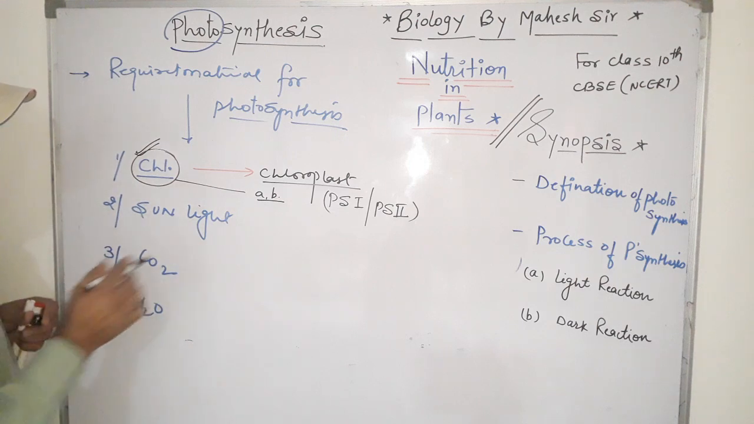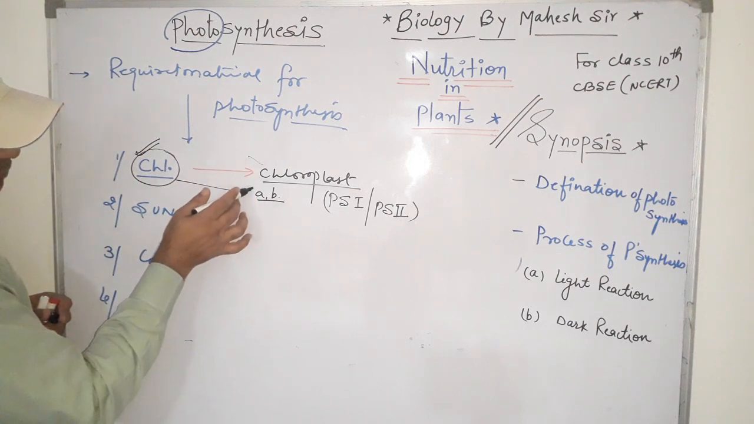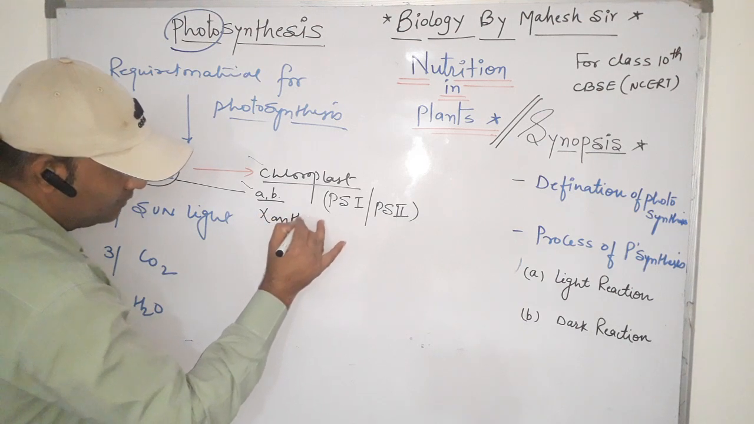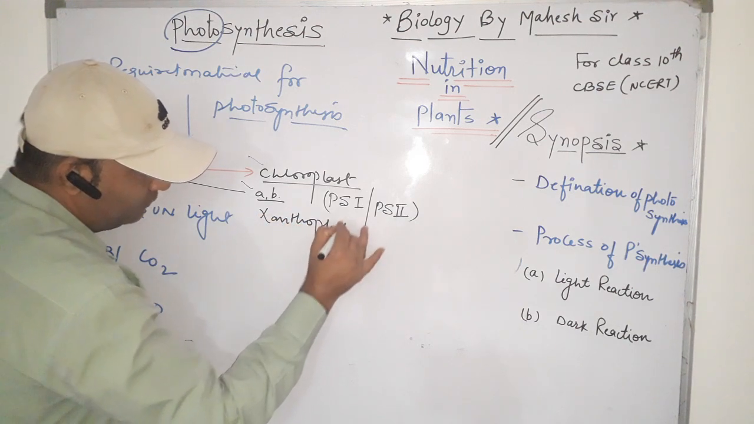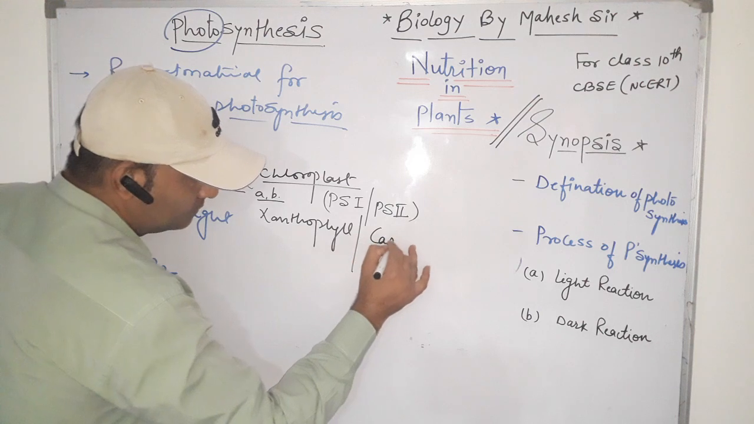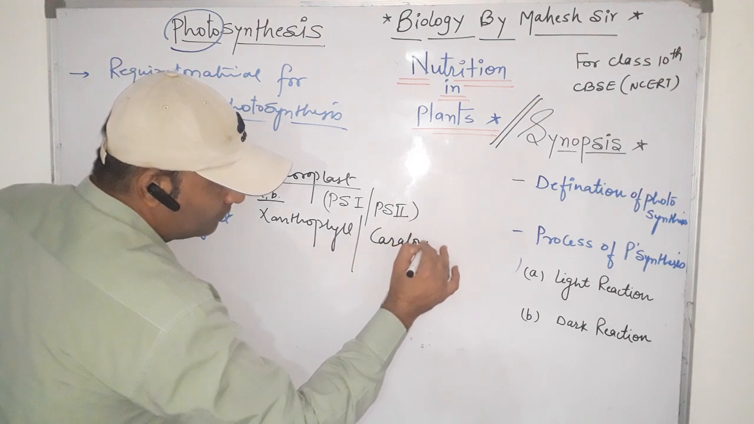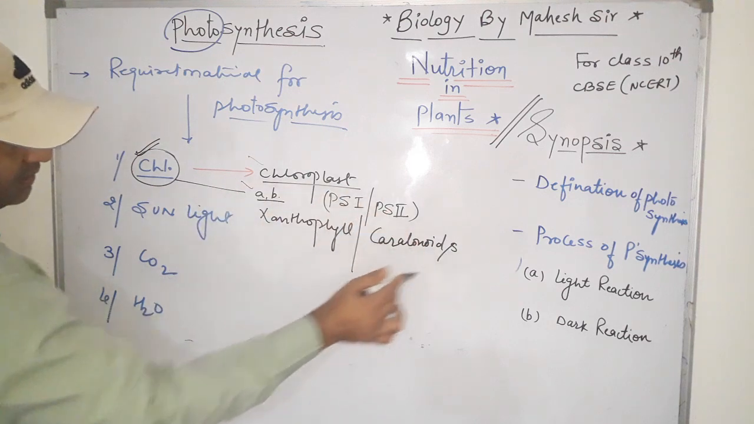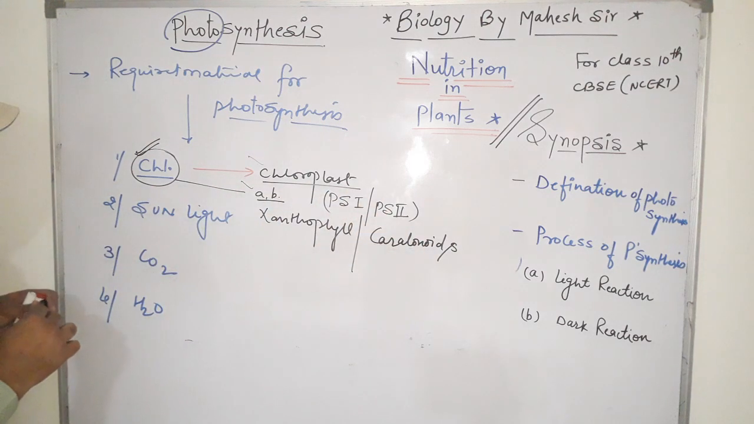So chlorophyll is present in chloroplast. The types of chlorophyll are chlorophyll A, chlorophyll B, xanthophyll, and carotenoids, which are the total four different photopigments.